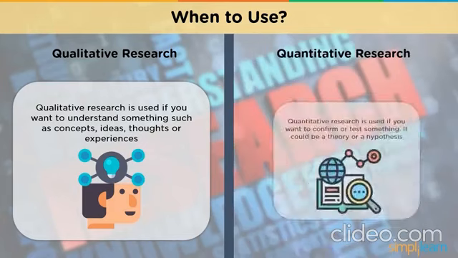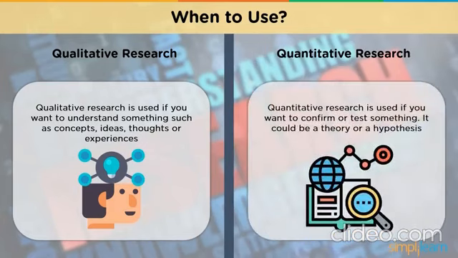On the other hand, quantitative research is used if you want to confirm or test something. It could be a theory or hypothesis. Let's take an example of an organization who would like to conduct a customer satisfaction survey, or CSAT. For that, a customer satisfaction survey template can be used. Through this survey, an organization can collect quantitative data and metrics on the goodwill of the brand or organization in the mind of the customer based on multiple parameters such as product quality, pricing, customer experience, etc.